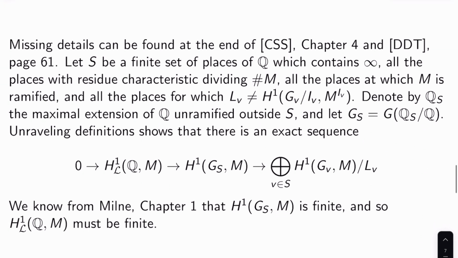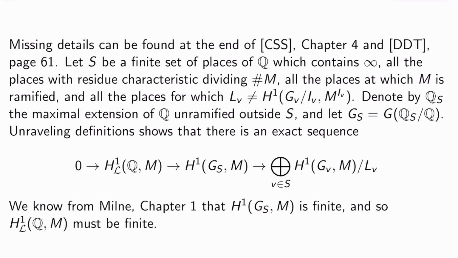Okay, let's prove this. We're going to do a proof sketch. I will tell you that you can find all the missing details in one of two places. You can either go to the very end of CSS Chapter 4, or you can go to DDT, page 61, and you can find details on any missing information that I don't give you here. I'm just going to sketch the proof. You might also want to have Milne's Arithmetic Duality Theorems Chapter 1 nearby.